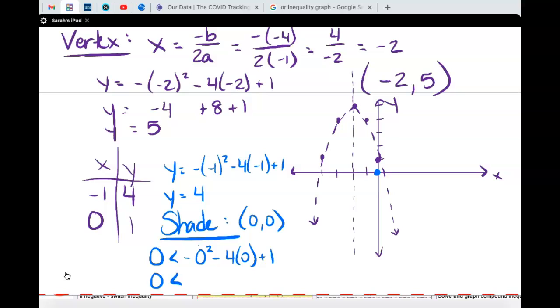Oh, the right side. Okay. 1. 1. Yeah, first two terms cancel, you just have that one. So you can shade the inside because it's... Yeah, so this is a true statement. So everything inside is true, everything outside is false. So we're shading inside the parabola.